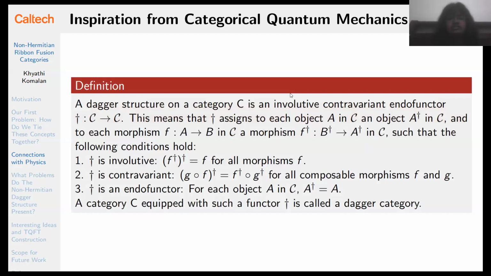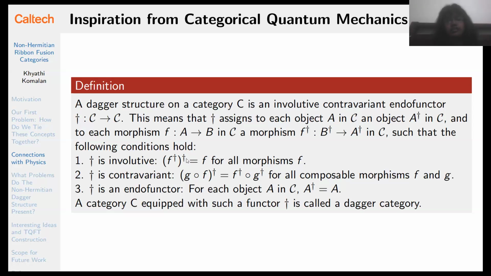A dagger structure on a category C is an involutive contravariant endofunctor. This means that the dagger goes from the category C to itself, and it assigns each object A in C to another object, and each morphism F to another morphism F dagger, which goes from B dagger to A dagger in C, and it has certain properties holding.